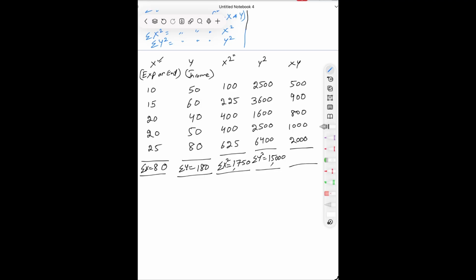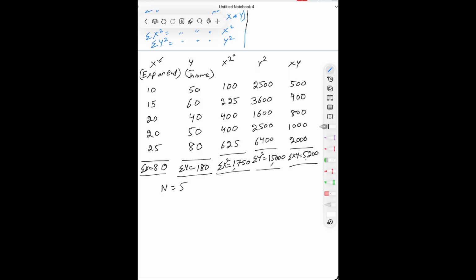So the total will be sigma xy. This comes to 3000 plus 800 plus 900 plus 500, which comes to 5200. We would also need n, the number of pairs. So the total number of pairs is 1, 2, 3, 4, 5. Total 5 pairs are being given.